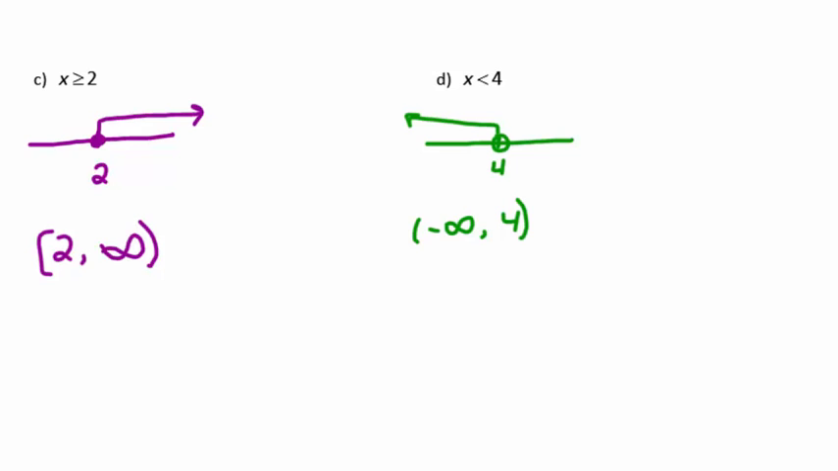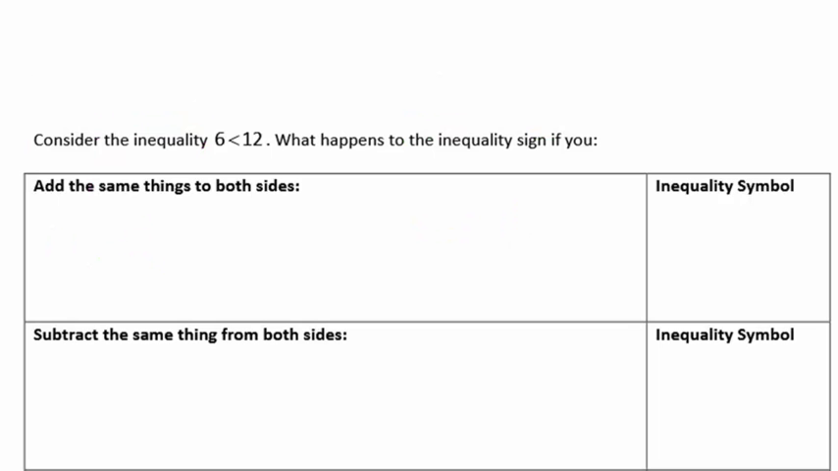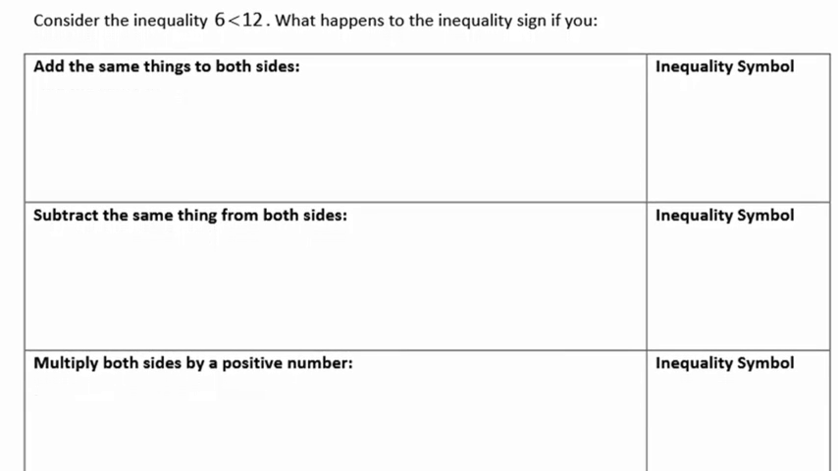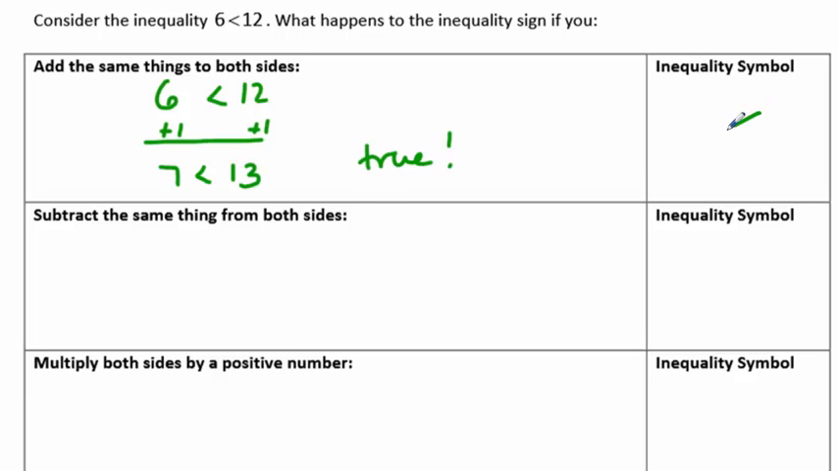Okay, let's look at the next page. We're going to develop some rules for working with inequalities on this page. Consider the inequality 6 is less than 12. What happens to the inequality sign if you add the same thing to both sides? So, if 6 is less than 12, and you say, for example, add 1 to both sides, 7 is less than 13 is your result, and that's still true, right? So the inequality symbol is going to stay the same.